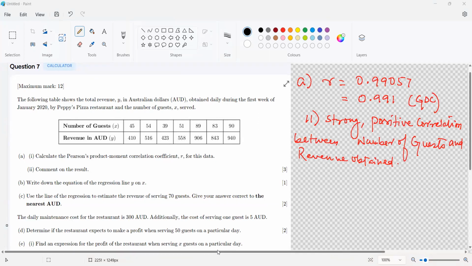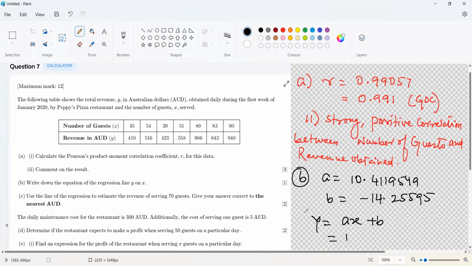Write down Y on X. So when you obtain all these values, you'll also find there are some other values along with R. That is A, there is B. When I need to write Y in terms of X, I'll write Y equals AX plus B. What is A? 10.4 X and B is negative 14.25. I'll write negative 14.3. Getting this?